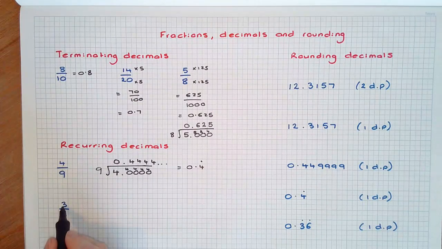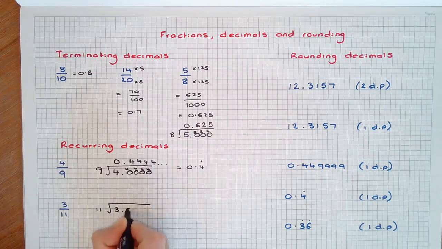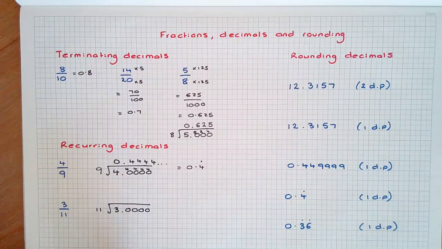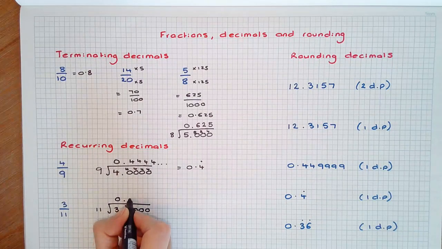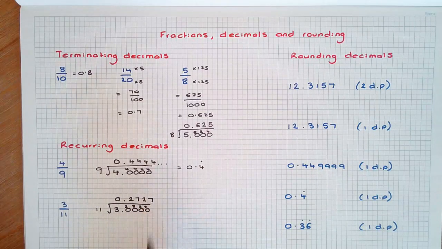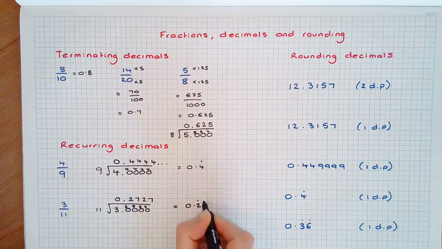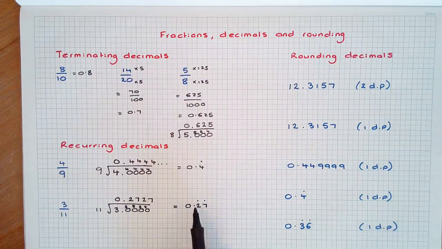Let's take another example, 3 over 11. 11 is the divisor. Again, I'll put some trailing zeros. 11 can't go into 3, so I'll carry up the decimal place, carry over the 3. 11 goes into 30 twice with 8 remainder. 11 goes into 8 7 times with 3 remainder, and again you can see we're in another repeating pattern. This time we write it as 0.27 with dots on the 2 and the 7. We place the dots on the first and the last digit in the recurring cycle.